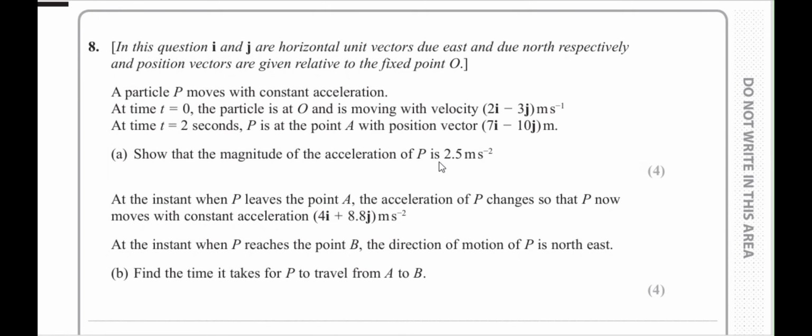So this is a show that question, and the advantage of this kind of question is that at the end of the answer you will be able to know whether your answer is correct or not. The key word in this question is constant acceleration. Therefore, you can use suvat equations. Since we have been given the velocity and the time gap as well as the new position, we can calculate using s equals ut plus half at squared the new position, and equate that with 7i minus 10j, and using that we can solve for a.